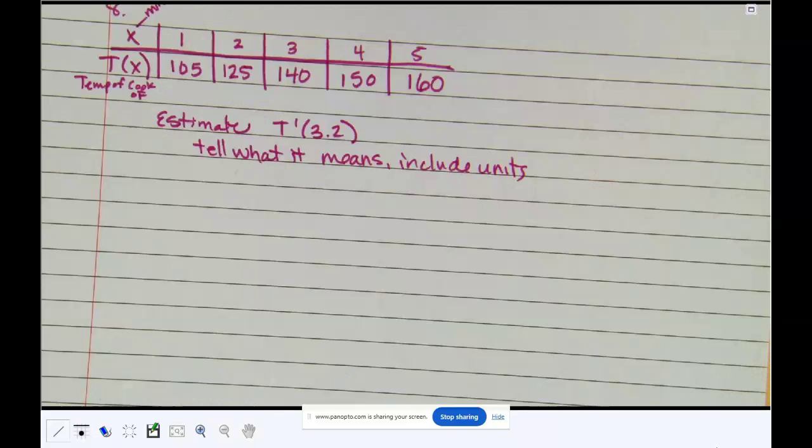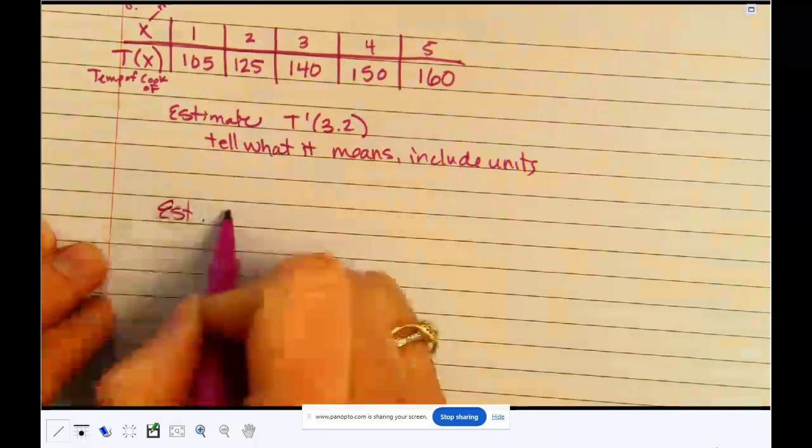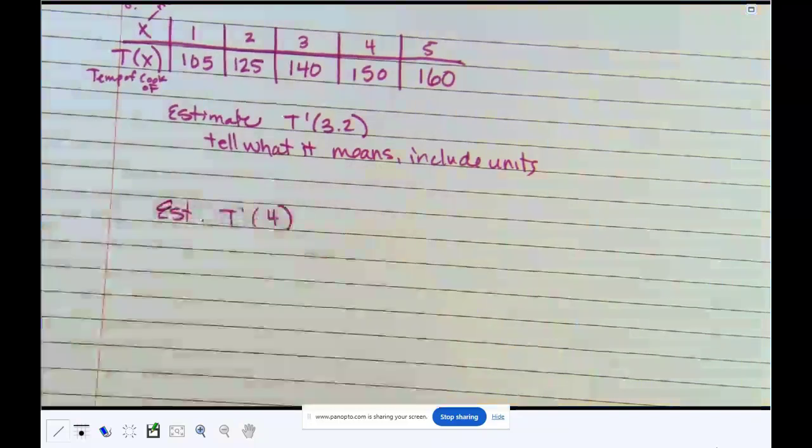Will they give us a number that's like exactly on the grid? Okay, so what if, like if it gave us, I don't know, but we'll talk about it. What if I asked you to estimate T prime of 4?